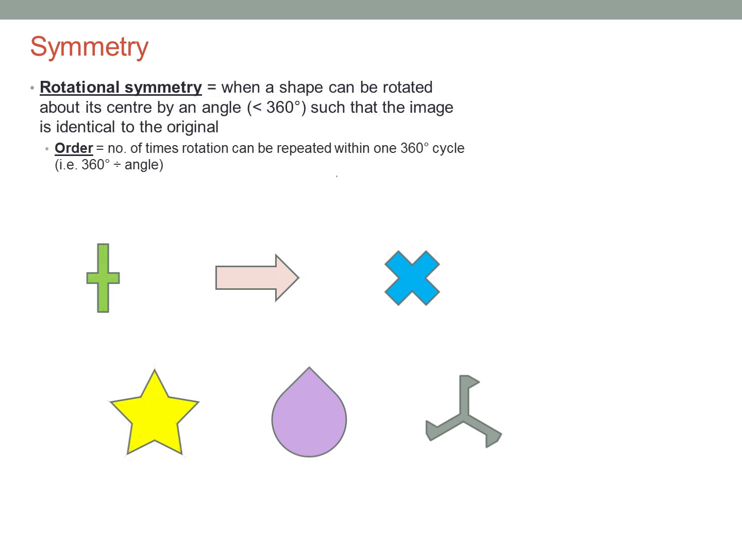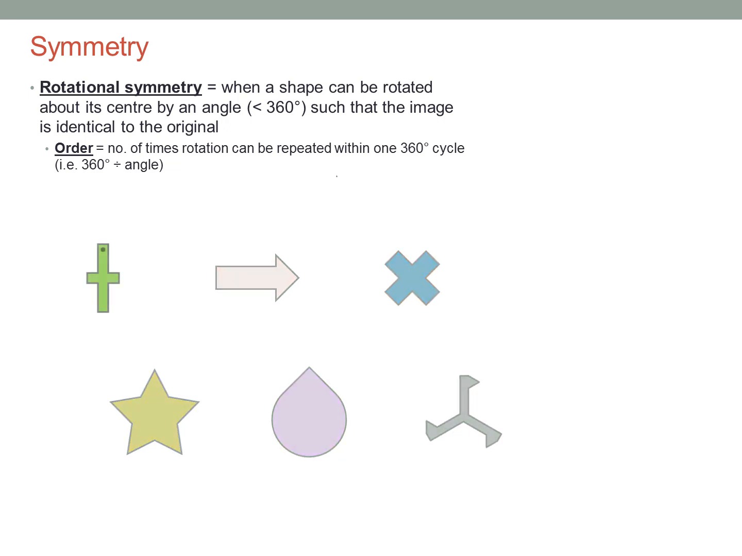There is another kind of symmetry, and it's called rotational symmetry. This is where a shape can be rotated by an angle smaller than a full turn and have the image be identical, the same shape in the same position. The order of rotational symmetry is the number of times this repeats within a full 360 degrees of rotation.